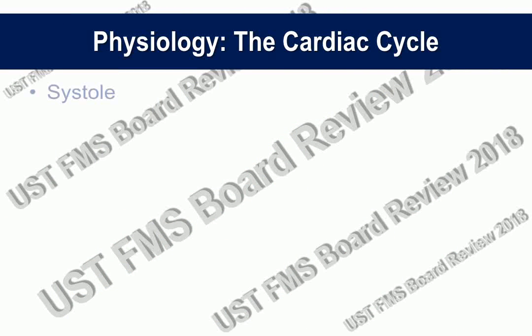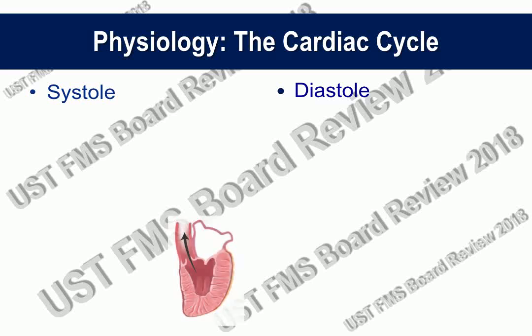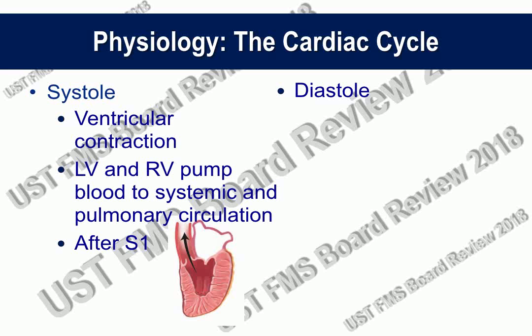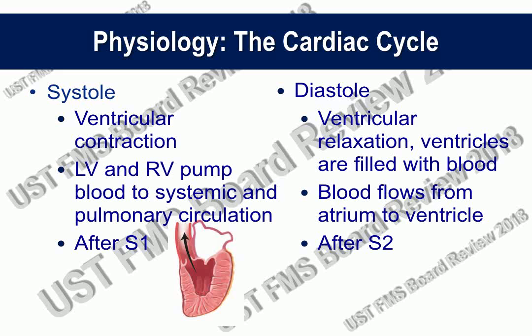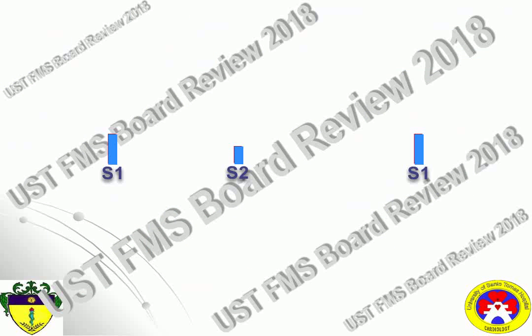Reviewing again the cardiac cycle, during systole, ventricles contract, and your left ventricle and right ventricle pump blood to the systemic and pulmonary circulation. In relation to your heart sounds, your systole occurs after your first heart sound. Diastole consists of ventricular relaxation, wherein the ventricles are filled with blood, and blood flows from the atrium to the ventricle. In relation to the heart sounds, diastole occurs after the second heart sound. If you still recall, S1, S2, S1.